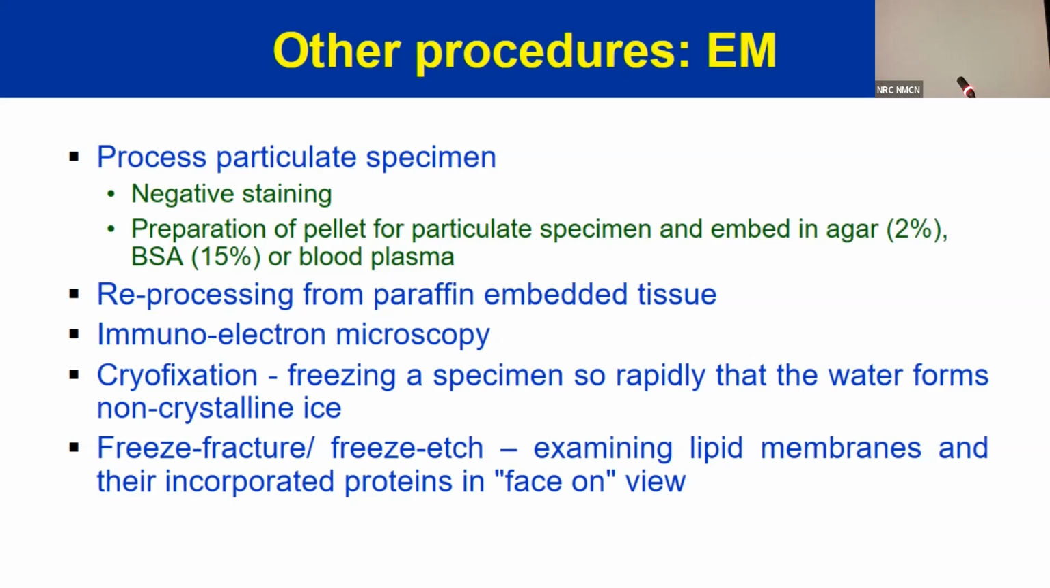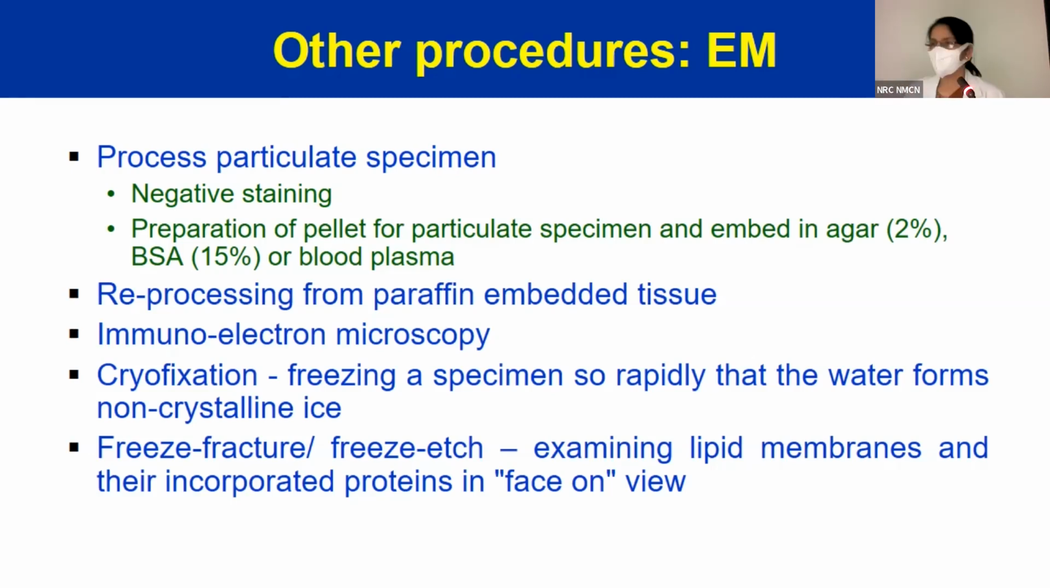So your background is stained, but your thing of interest remains unstained. That is known as negative staining, and we can use it for virus particles in electron microscopy. It cannot be used just for tissue sections. It can also be used for viral particles, particulate material, which can be stained with negative staining.